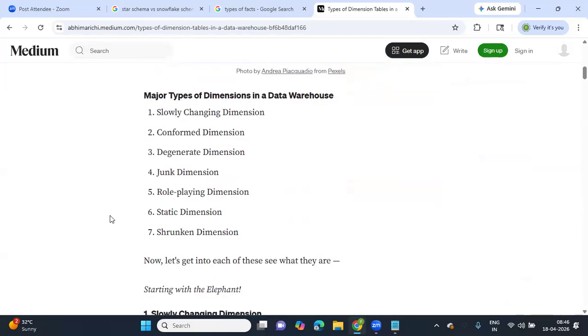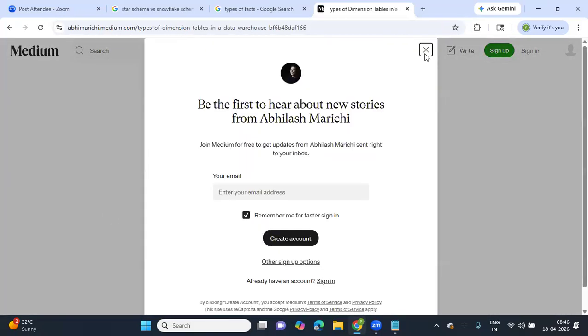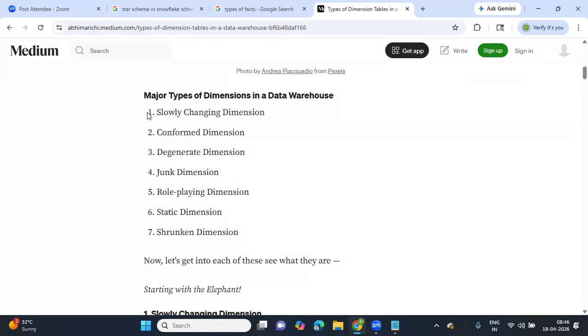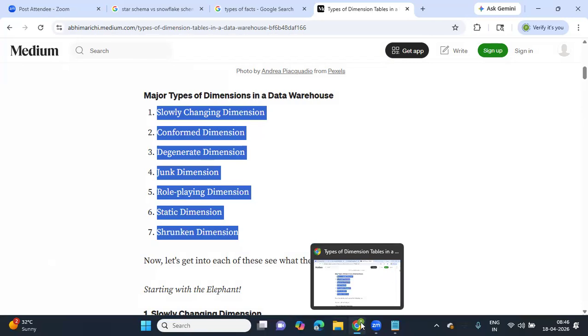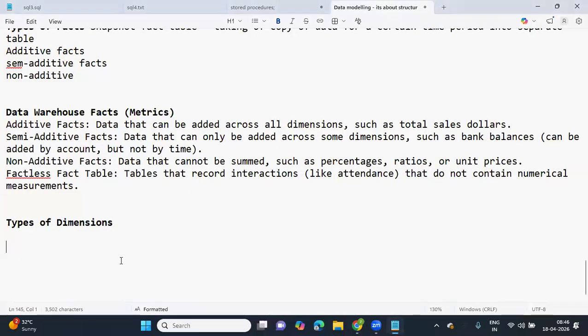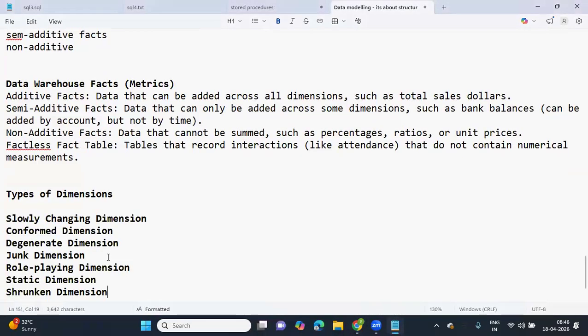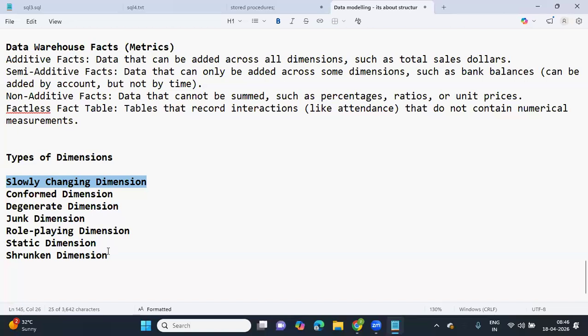Okay, let's look at the types. Okay, so these are the important types. All of these are not important, but generally what we use, let me tell you. Slowly changing dimension. This is extensively important, very important.